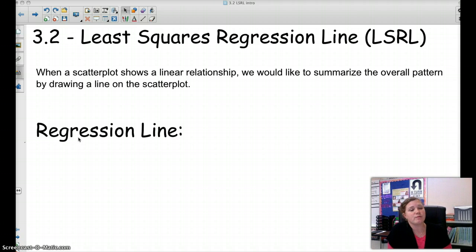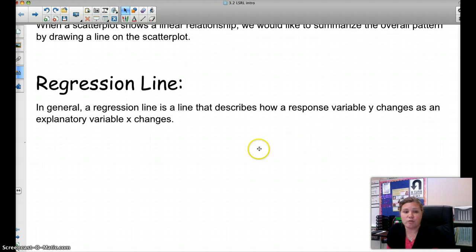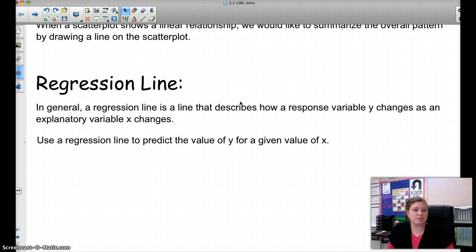Okay, so the idea is that when a scatter plot shows a linear relationship, we want to be able to summarize the overall pattern. We do that by drawing a line on the scatter plot. Now, in general, a regression line is a line that describes how the response variable y changes with your explanatory variable x. So again, remember, y is your response variable and x is our explanatory variable. Now, the regression line allows us to make predictions. So once we have created the regression line, we can predict the value of y for a given value of x.